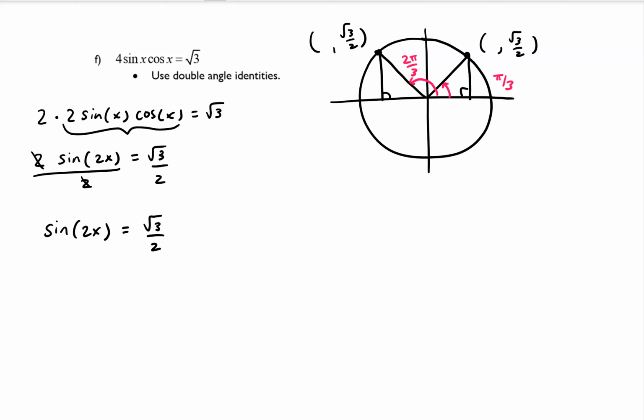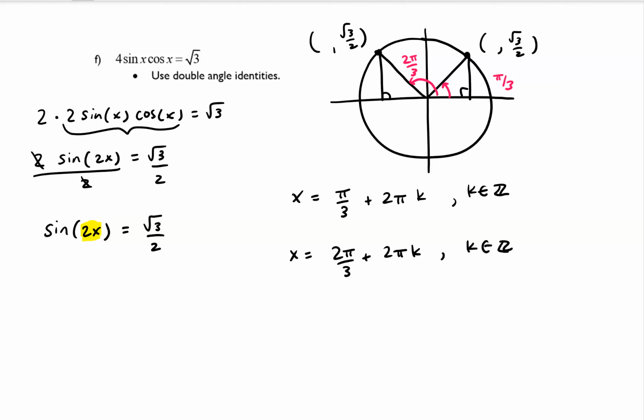So this example is a little bit different than previous examples because the interior angle inside of the parentheses is not just x or theta. In this case, it's 2x. And so normally I would write x is equal to pi over 3 plus 2 pi k, where k is an integer, and x equals 2 pi over 3 plus 2 pi k, where k is an integer.